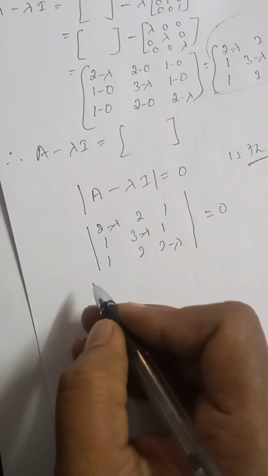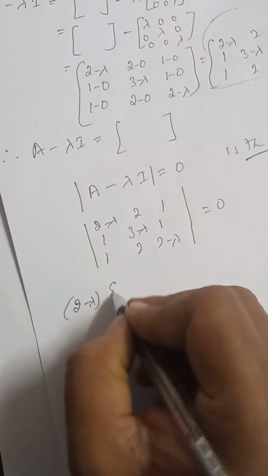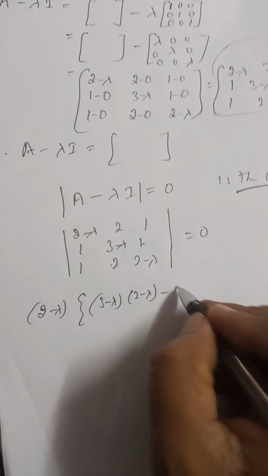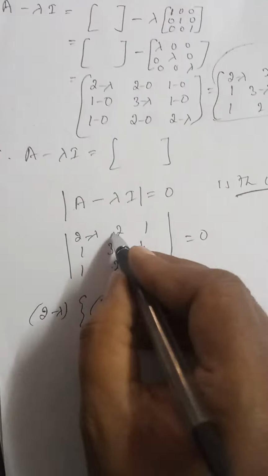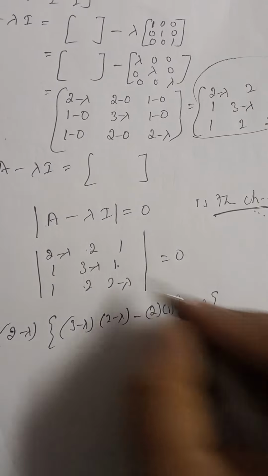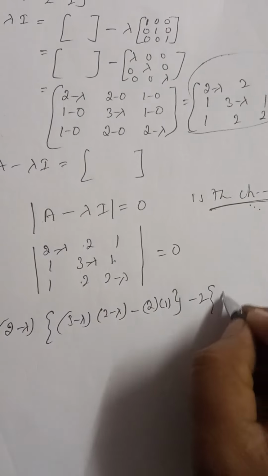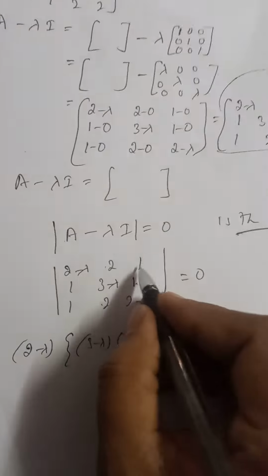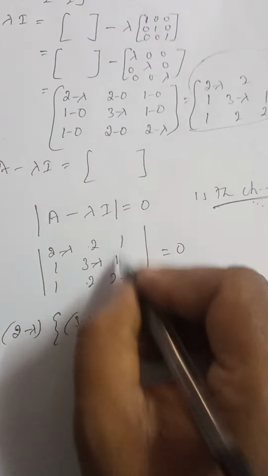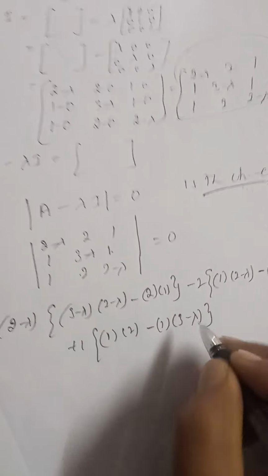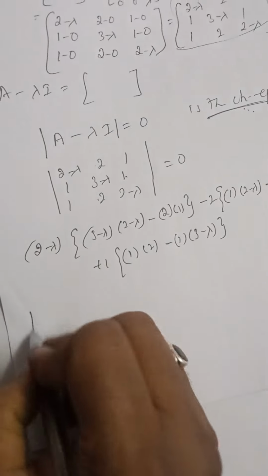Now expand this determinant. 2 minus lambda into (3 minus lambda into 2 minus lambda, minus 1 into 1), close. Next minus 2, this is the sign, minus 2 you will get. This is the formula, right? Sir, there is no minus 1. It's there in the formula. Now into, delete this row and column: 1 into 2 minus lambda minus 1 into 1, close. Next plus 1 into, delete the row and column, that is 1 into 1 minus 1 into 3 minus lambda. We have to simplify this one, please be careful.